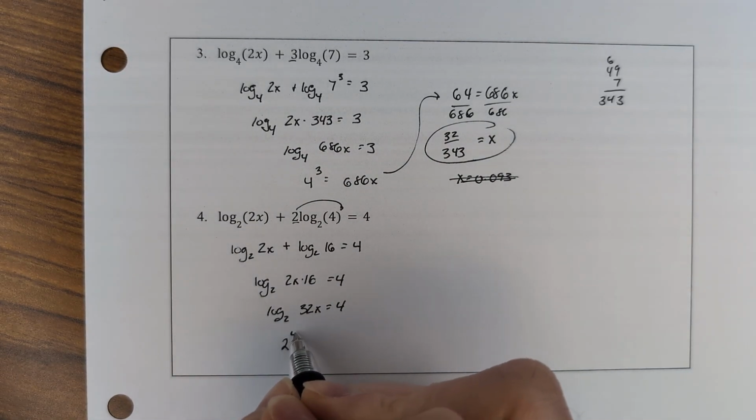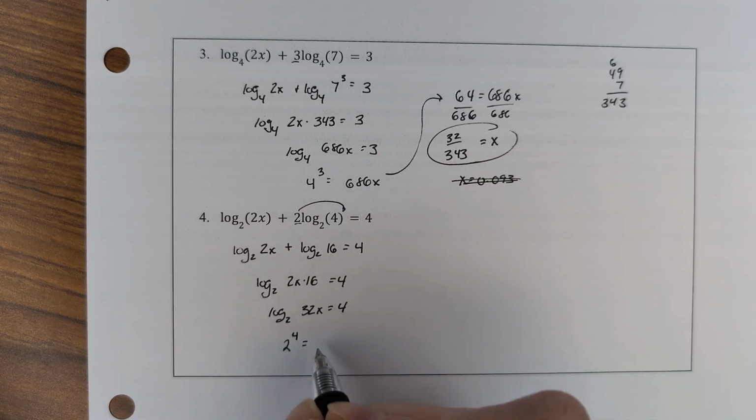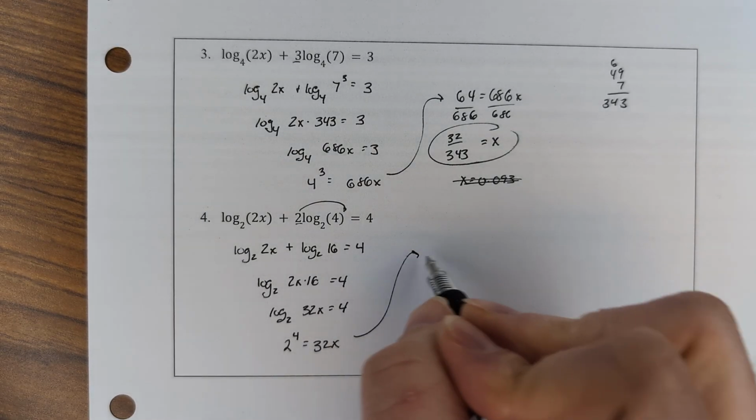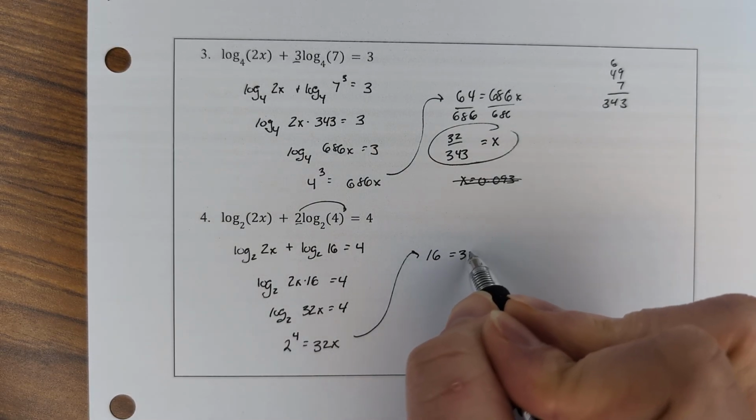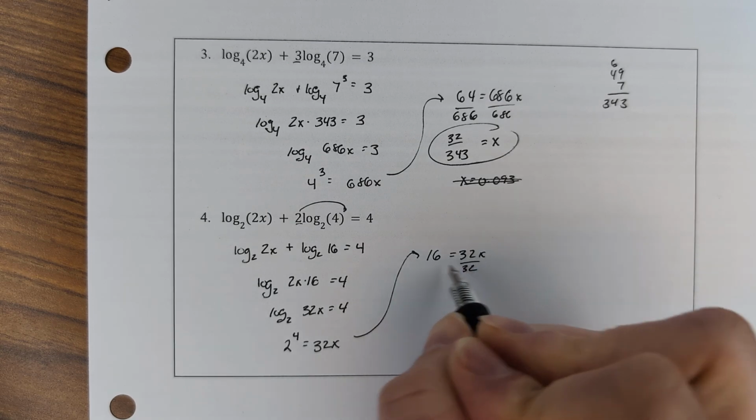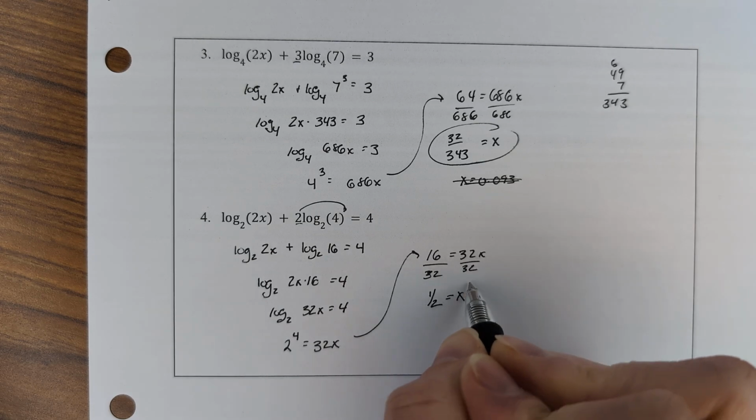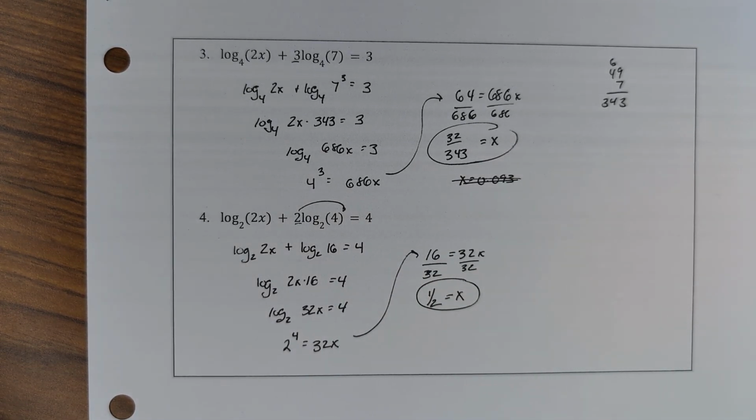So rewrite it: 2 to the 4th equals 32x. 2 to the 4th is 16. So 16 equals 32x. Divide both sides by 32, so x is 1/2. And that brings it to the end of the section.